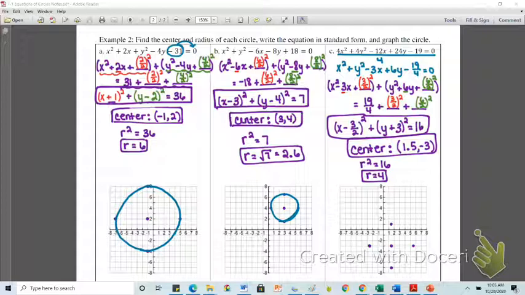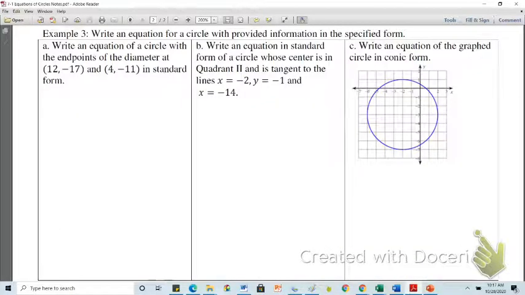And then again, make the best circle we possibly can. Okay, let's move on to example 2. Sorry, that was example 3.